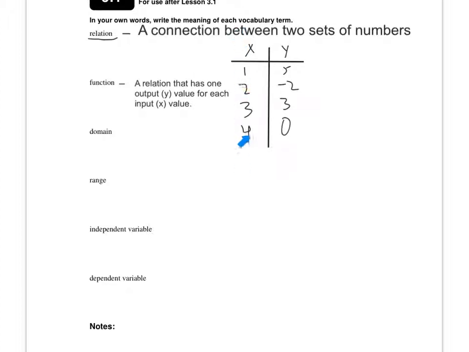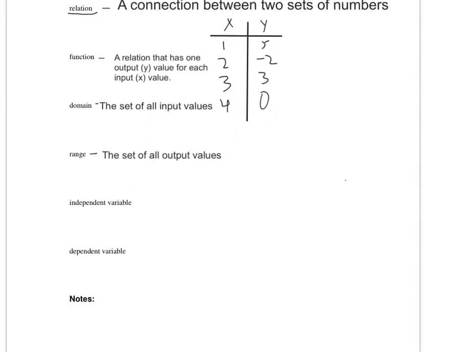And we call these input values, these x values, the domain. So the domain is the set of all input values. So all these numbers that get put into the function, that's the domain, or into the relation. Okay, relations have domains also, but mostly we're going to talk about functions. Then we have the range. Well, that's all the outputs. So the set of all output values is the range. All of these guys over here, the y values. Okay, so the domain is the x values, the range is the y values.